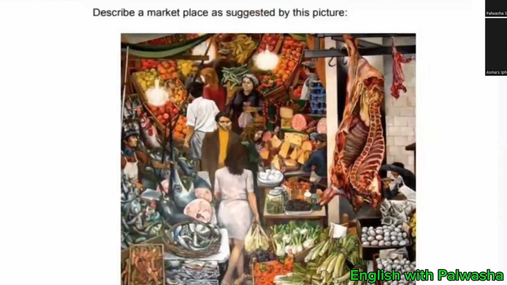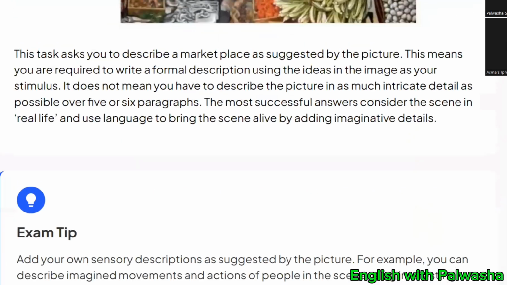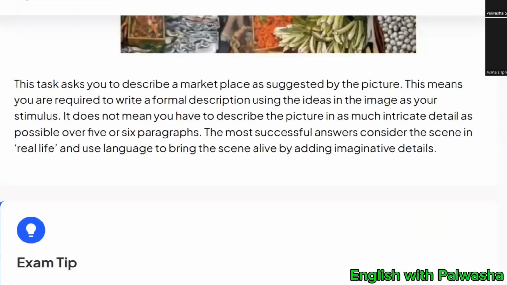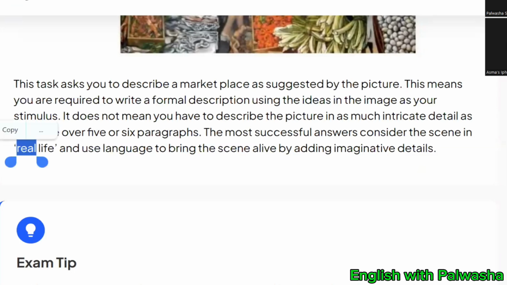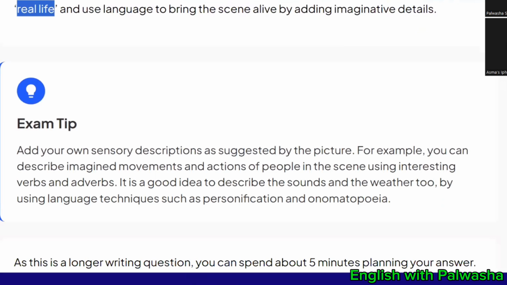Okay. So this is each and every detail you're going to mention, and it does not mean you have to describe the picture in as much intricate detail as possible over 5 or 6 paragraphs. The most successful answers consider the scene in real life. You have to connect it to real life, because if you went to the vegetable shop, you might have a picture in your mind of how you need to do it.